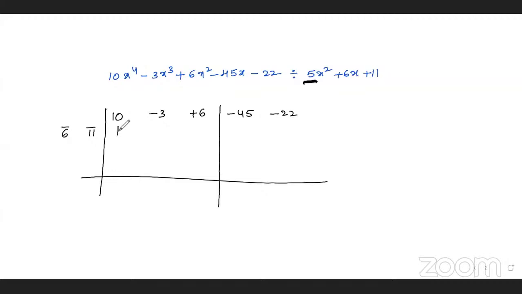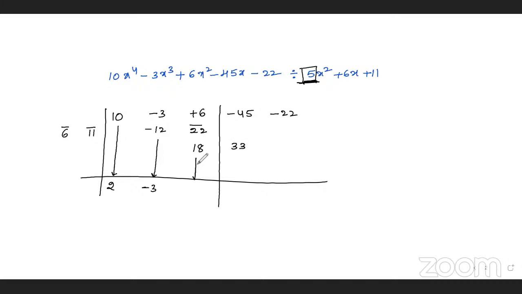See, before dropping 10, it must be divided by the main divisor. So 10 divided by 5 gives 2. Now 2 into minus 6 is minus 12, and 2 into minus 11 is minus 22. So totally this is minus 15. Minus 15 divided by 5 gives minus 3. Minus 3 into 6 is minus 18, and minus 3 into 11 is positive 33.